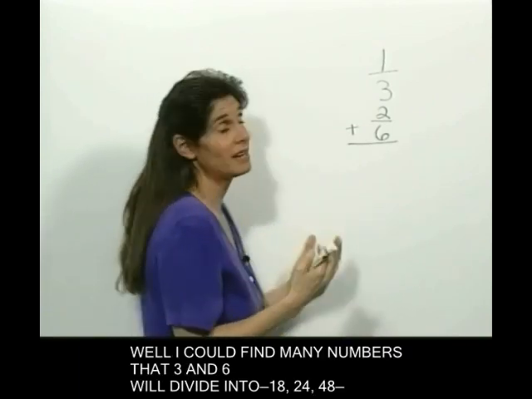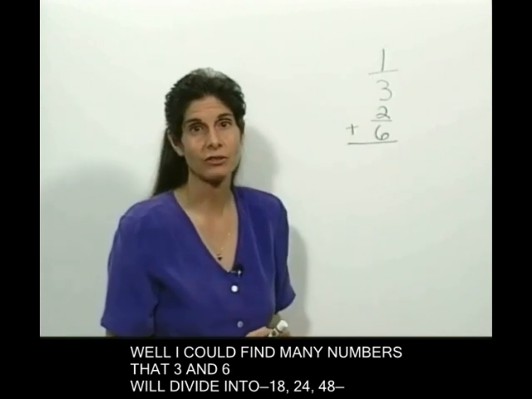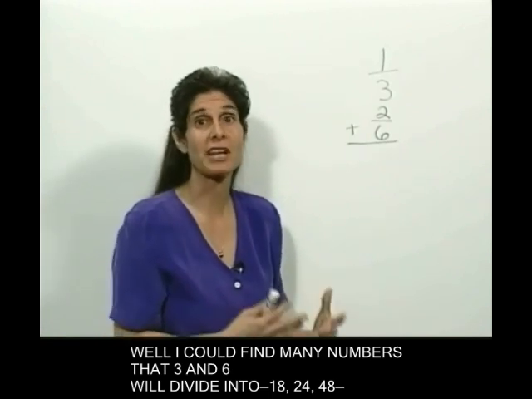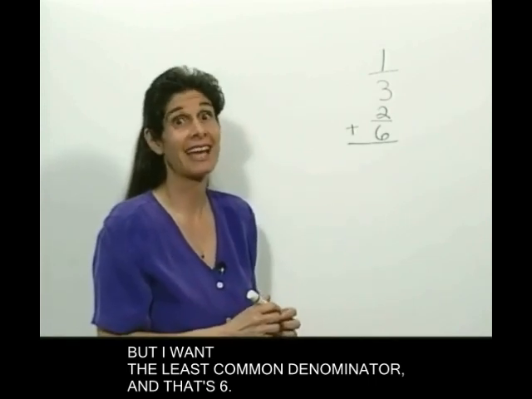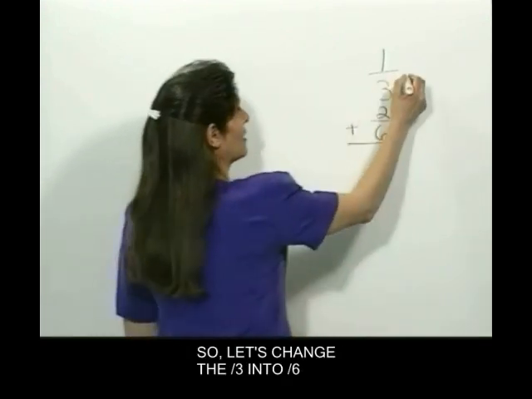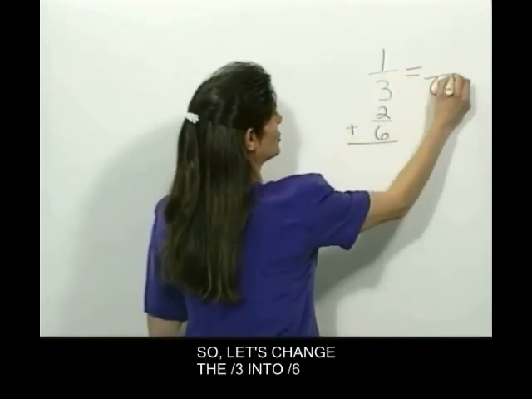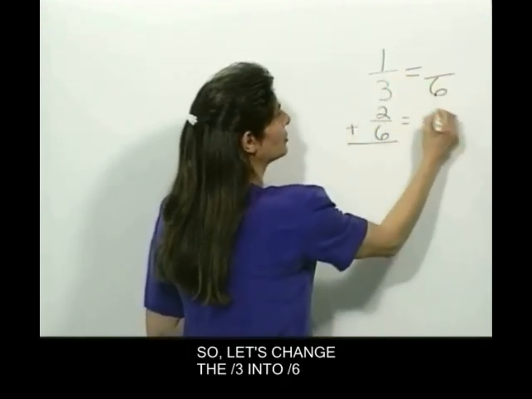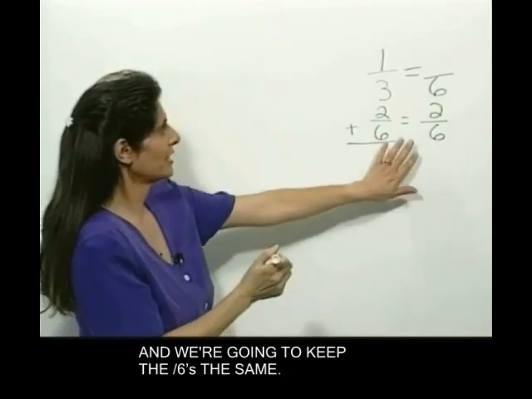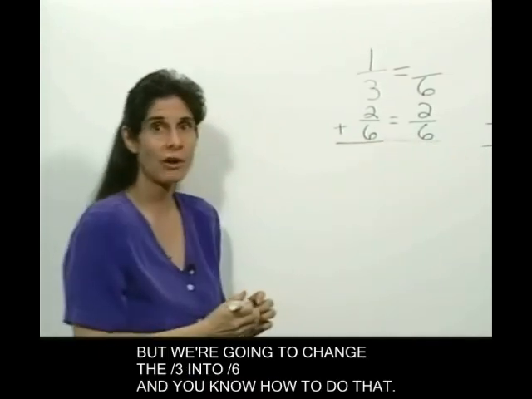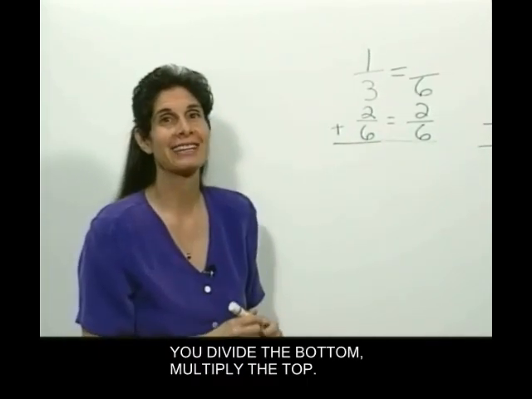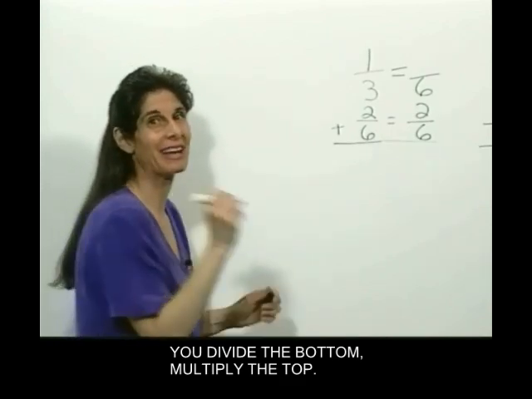Well, I could find many numbers that 3 and 6 will divide into: 18, 24, 48. But I want the least common denominator, and that's 6. So let's change the thirds into 6s, and we're going to keep the 6s the same. You know how to do that: you divide the bottom, multiply the top.